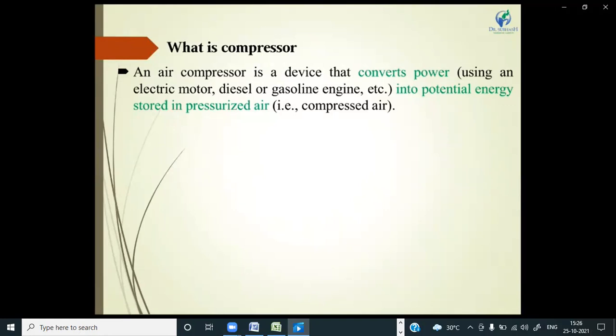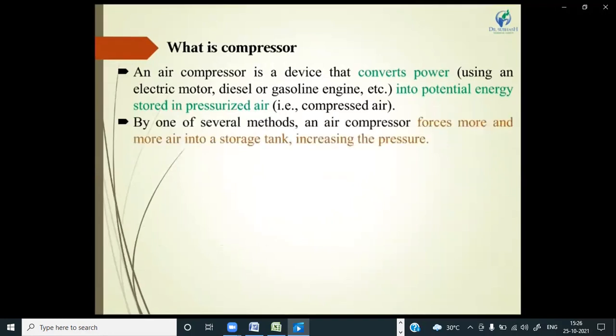So this compressed air is highly pressurized and we store it in a pressurized tank or use it for another application. By one of the methods, the air compressor forces more and more air into the storage tank and increases the pressure. We use this compressor in our refrigeration system, so it is required to give higher and higher pressure. The compressor discharge flow is very slow, but it gives a higher pressure at the output.